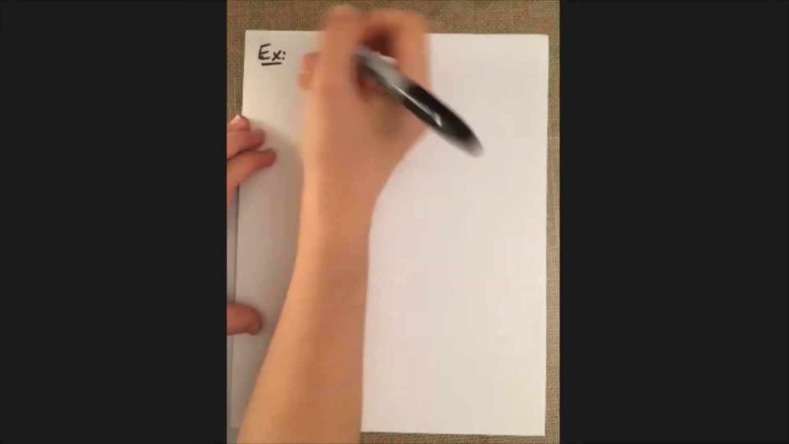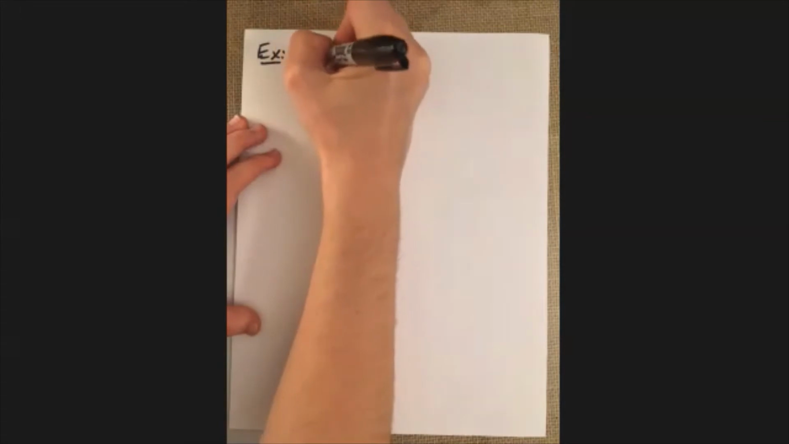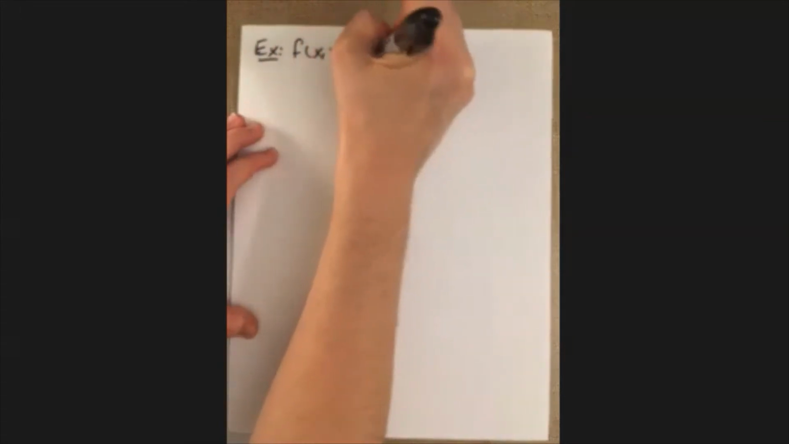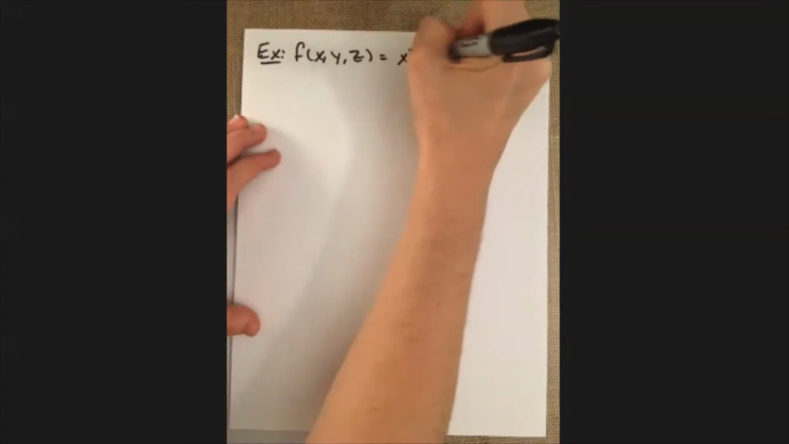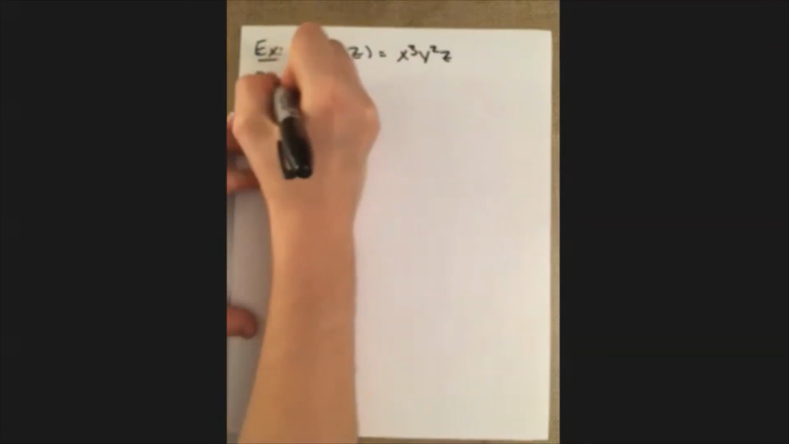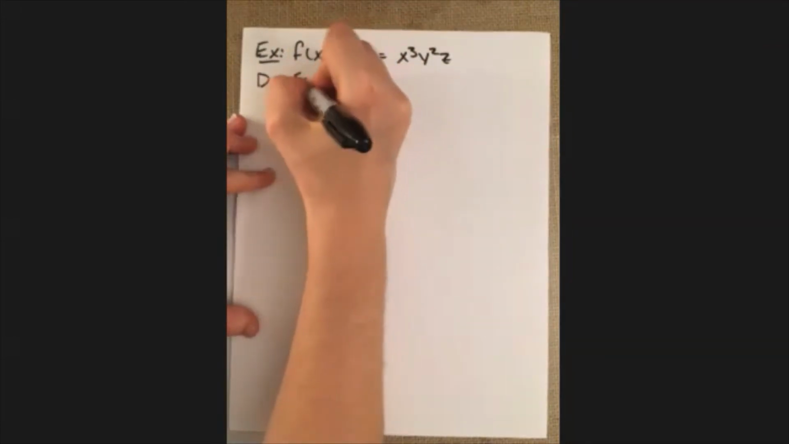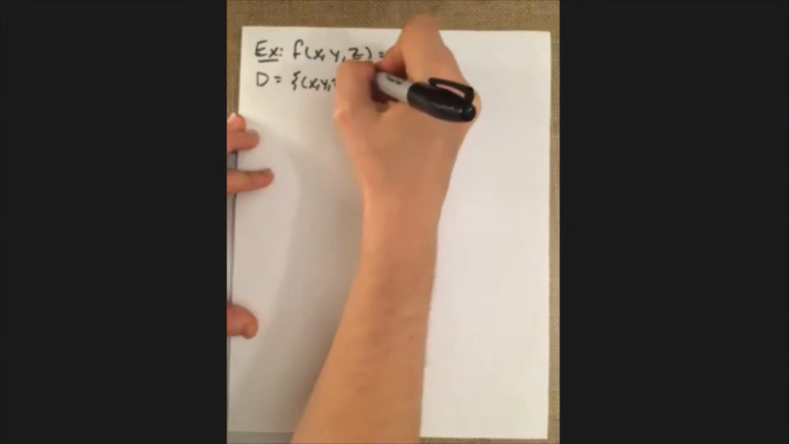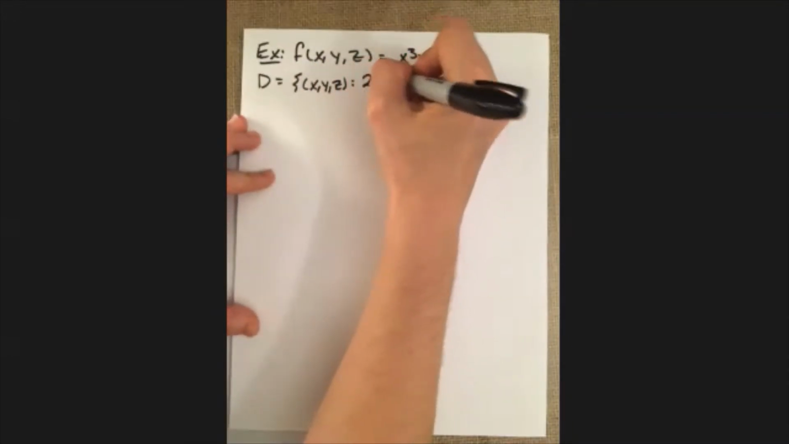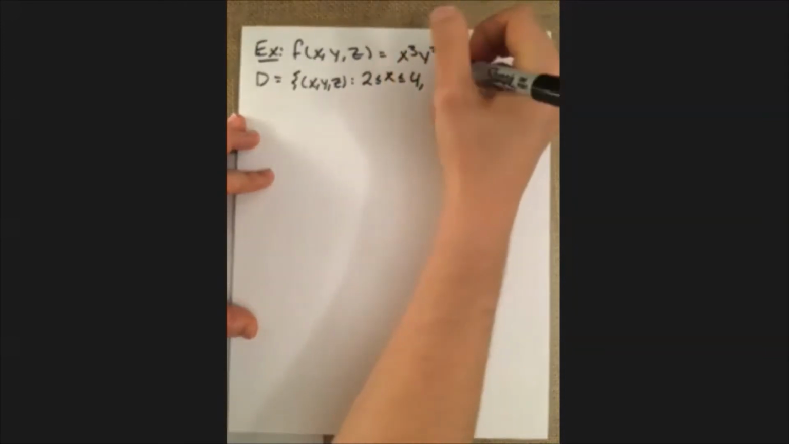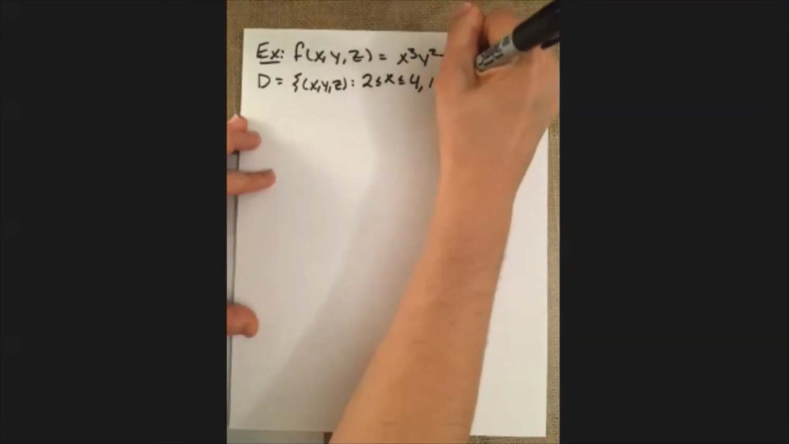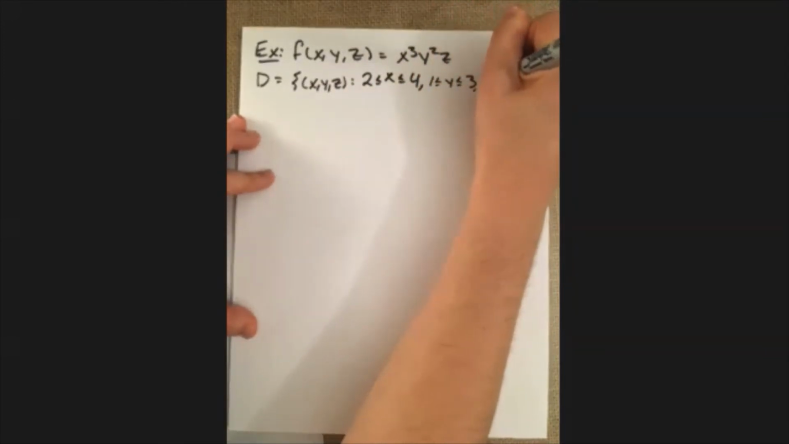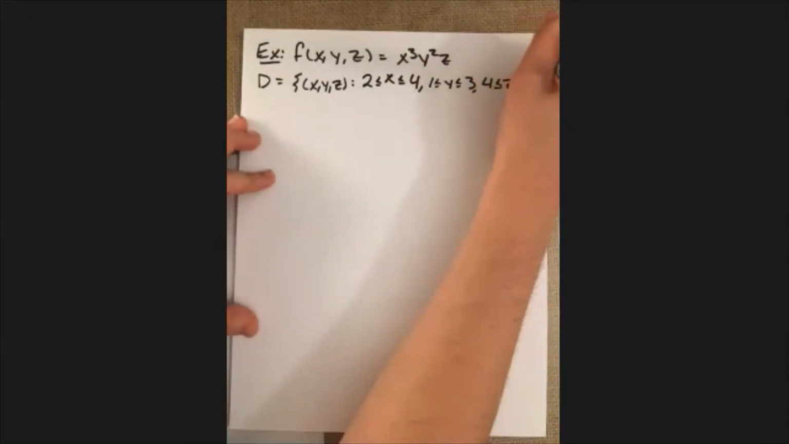Let's do one more. In this example, we have a function of 3 variables. So f of x, y, z is equal to x cubed y squared z. And the domain that we're working with is points x, y, z such that x is between 2 and 4, 1 less than or equal to y less than or equal to 3, and 4 less than or equal to z less than or equal to 6.